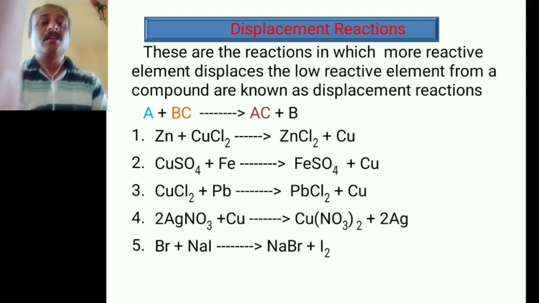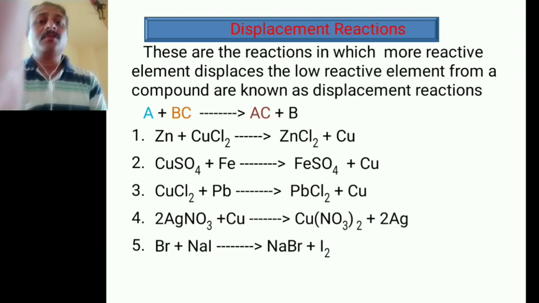So these are the reactions in which a more reactive element displaces the less reactive element from the compound, and it is known as a displacement reaction. The reactivity of elements differs from one to the other. The more reactive ones displace the less reactive elements present in the compound. If such a reaction occurs, it is called a displacement reaction. One element is displaced by another, and its place is occupied by the other element.